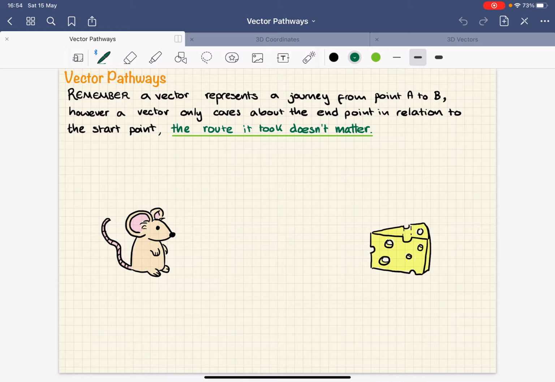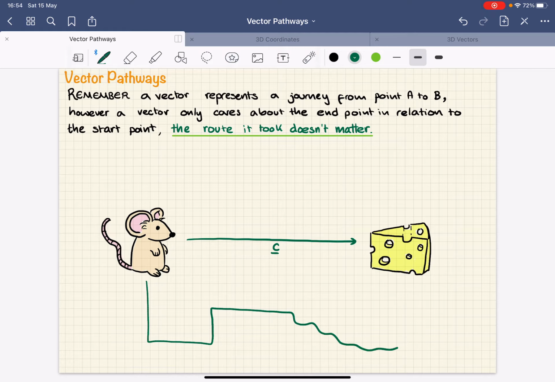So what I mean by this, here I've got a little doodle of a mouse and a cheese. I had a lot of fun doodling them. So my vector from the mouse to the cheese, I could say that it's just vector C. That's my straightforward, obvious path to take. But the mouse could go down first, along, then up, then across, and then do a little wiggle here, and then to that cheese. However, it's still going to come to the same point, and that would still be my vector C.